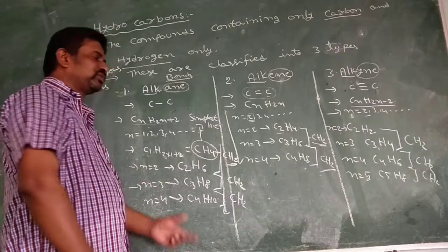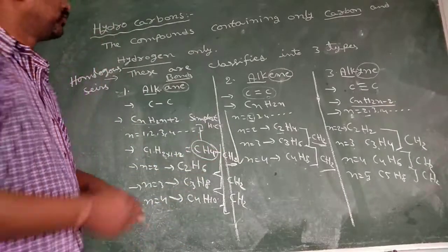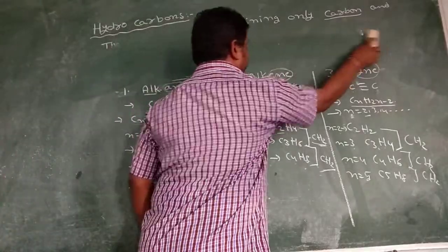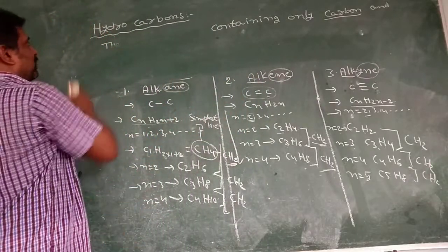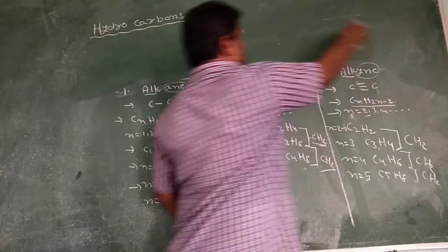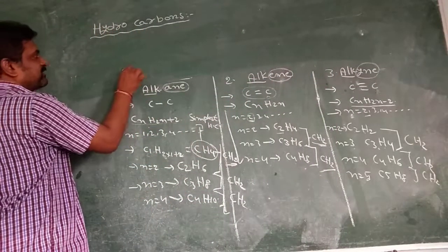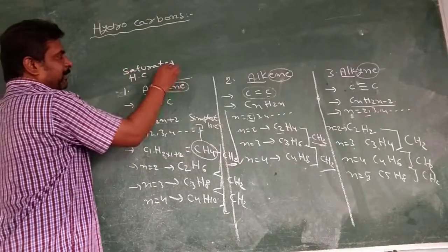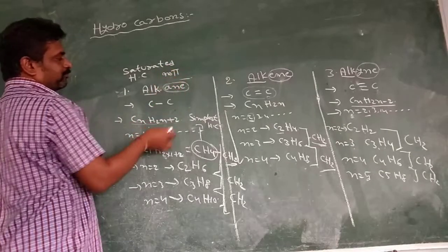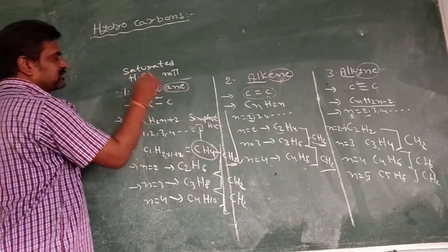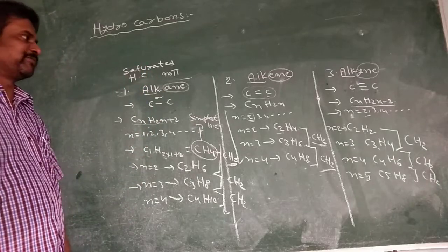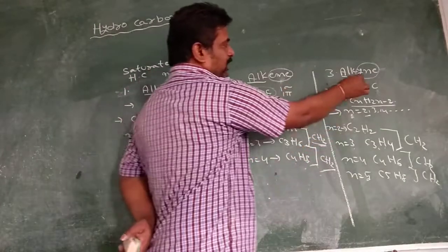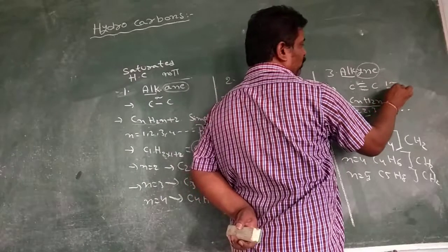Based on saturation, these hydrocarbons are also classified into 2 types: saturated hydrocarbons and unsaturated hydrocarbons. Alkanes are called saturated hydrocarbons because they do not have any pi bonds. Carbon-carbon single bonds are sigma bonds; all single bonds are sigma bonds. A double bond contains one sigma bond and one pi bond. A triple bond contains one sigma bond and two pi bonds.